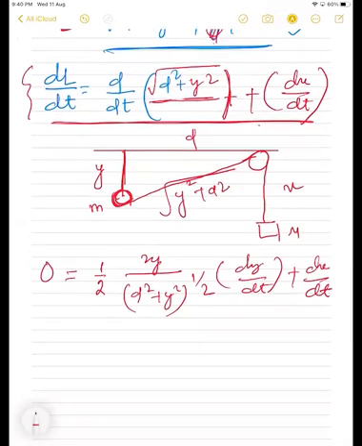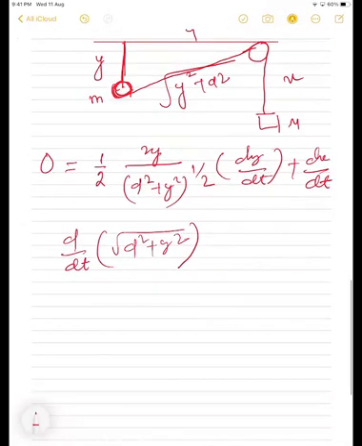Students, how did this derivative come? We want to find the derivative d by dt of d square plus y square, to the power half. It is written like this, students. This is a function inside a function. Getting now?